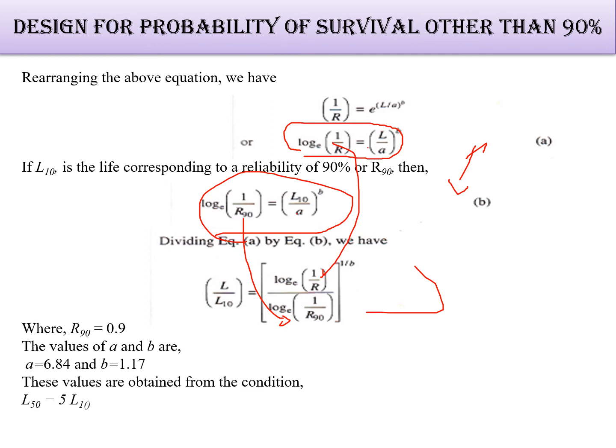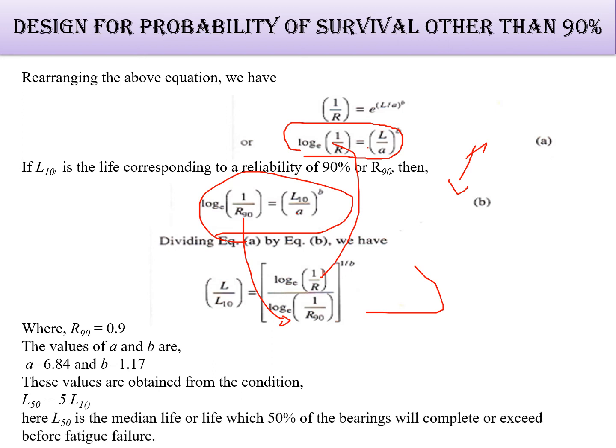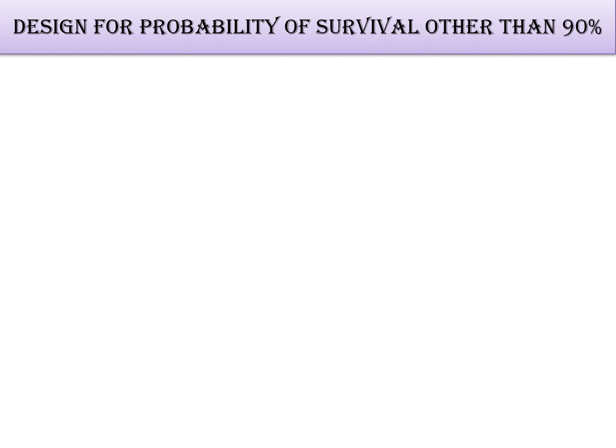For L50, it is 5 times L10. So L50 is the median life, or the life which 50% of the bearings will complete or exceed. So this is the formula, just write it down.